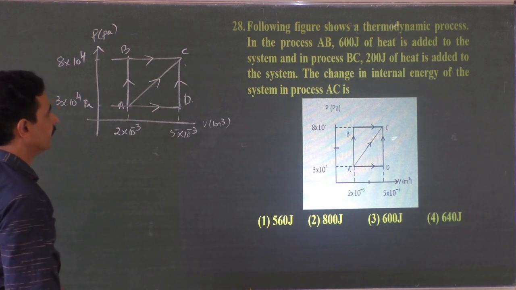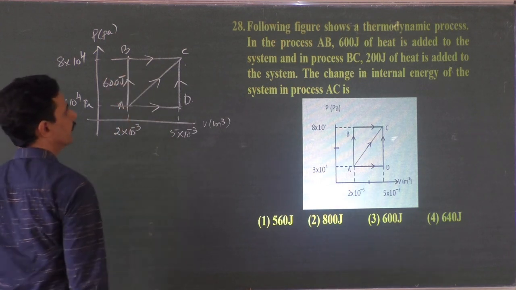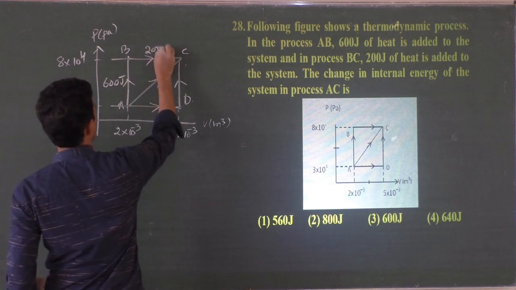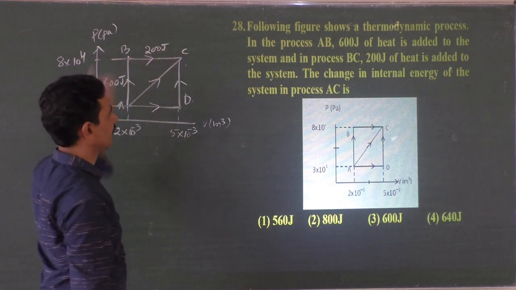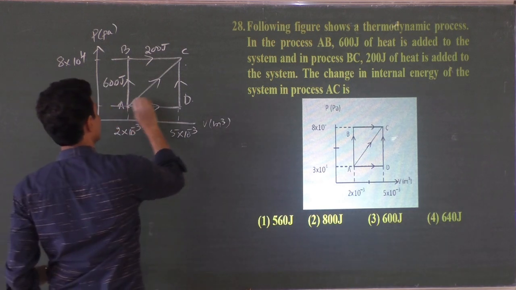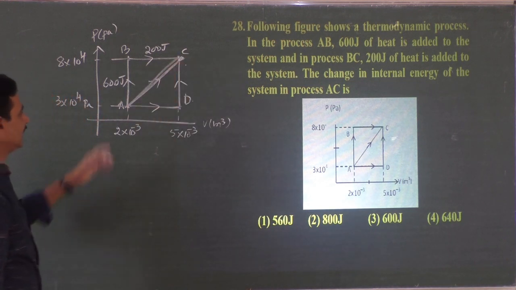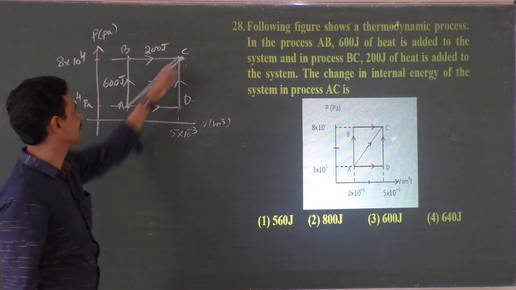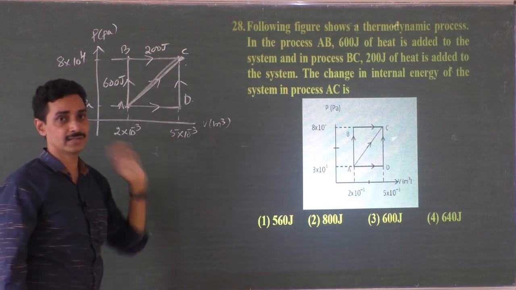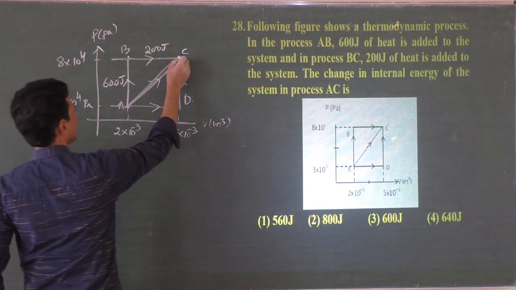Now, what is the question? In the process AB, 600 joules of heat is absorbed. And in the process BC, from here to here, 200 joules is added. That means totally 800 joules are added to the system. What is the change in the internal energy of the system in the process AC? Of course, the change in the internal energy from A to C is the same whether you move from A to C directly, or from A to B, B to C, because initial and final states are the same. So find out the change in the internal energy from here to here.